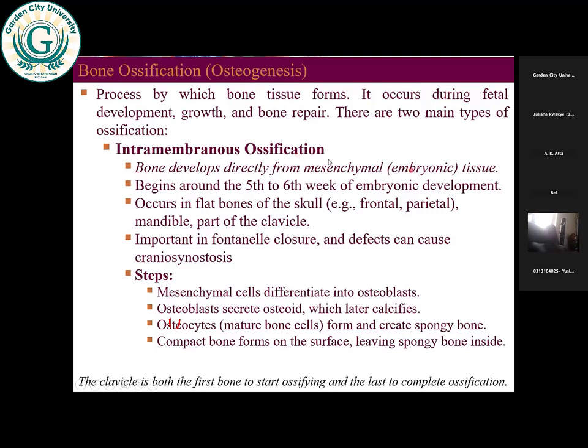Mesenchymal cells, embryonic connective tissue, we said they give rise to all the tissues in the body. So you have mesenchymal cells that will differentiate into osteoblasts, and the osteoblasts will produce the bone matrix. So that is intramembranous ossification. The flat bones of the skull and the clavicle, that is how they are formed. And in fact, the clavicle is the first bone to start to ossify.